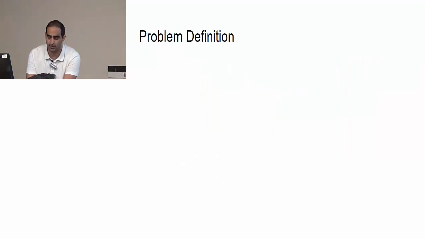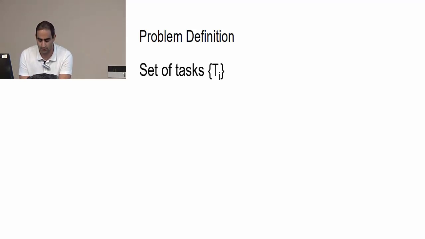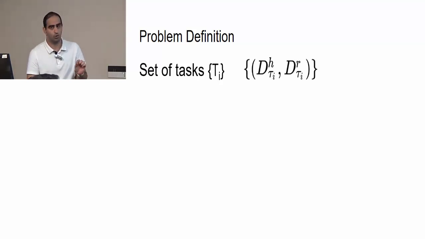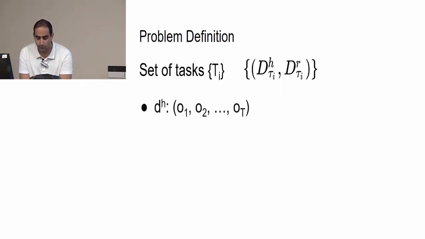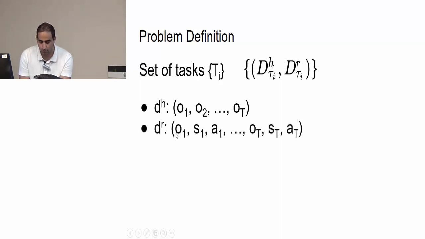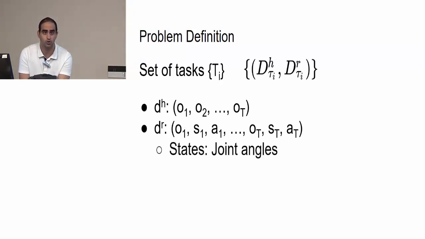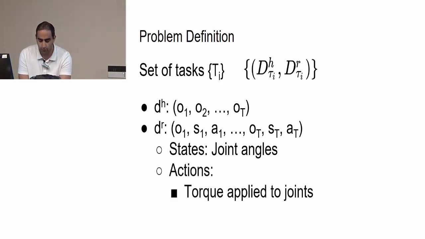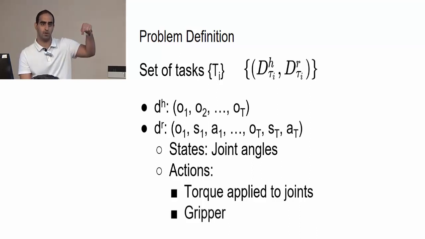Now let's define the problem mathematically. We have a set of tasks, Ti, and each task has a human demonstration and a robot demonstration. Human demonstrations are just observations from time step 1 to time step capital T, which are video frames. Robot demonstrations are a sequence of observations, states, and actions. Observations are the video frames of the input camera of the robot. States are the joint angles of the robot. And actions are the torque and force applied to joints, and also whether the gripper is open or closed.